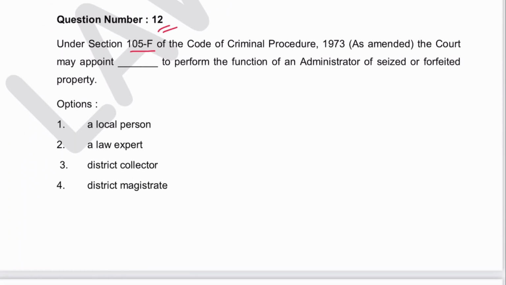Next is 12. Under section 105F of CRPC as amended, the court may appoint dash to perform the function of administrator of seized or forfeited property. Local person no, law expert no, district collector no, district magistrate. These are the same person, but the magistrate word is used for CRPC. That's why 4 is the answer.